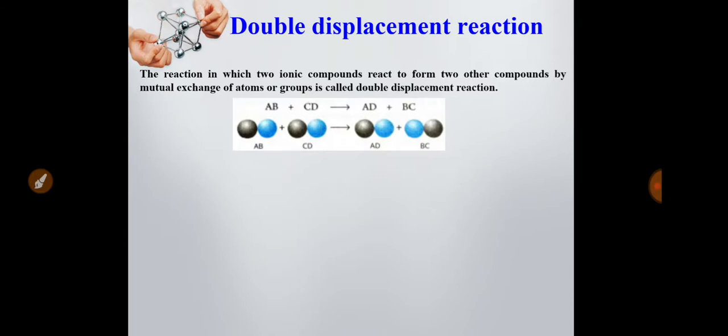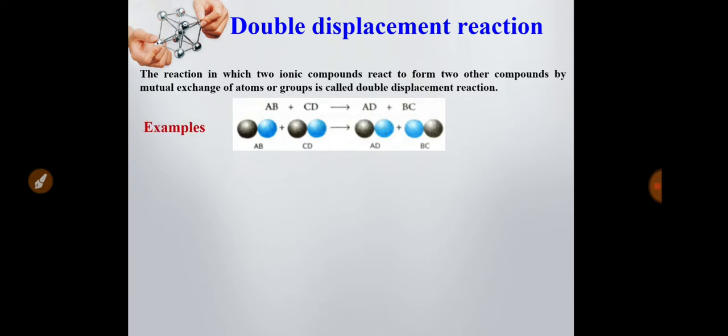You can clear your idea from the picture. Here AB and CD, two different molecules are there. Here A and B are connected, and in CD, C and D are connected. When they react, AB will exchange its B with C, and CD will exchange its D with A, and it will form AD and BC. So B and D are mutually exchanged. That's why two displacements are taking place, and it is called double displacement reaction.